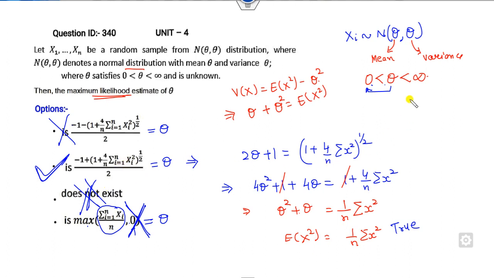If you want to solve this by using the likelihood function, then that derivative will give you a lot of calculations.